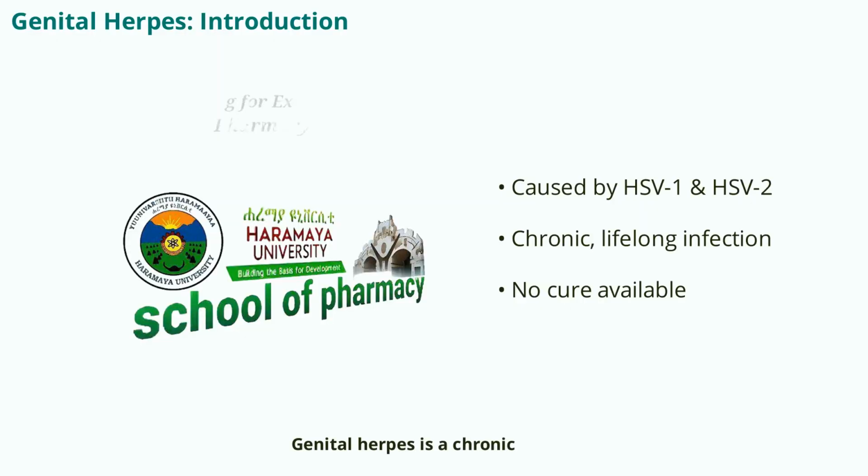Genital herpes is a chronic, lifelong viral infection caused by herpes simplex virus types 1 and 2. HSV1 is most commonly associated with oral infections, while HSV2 is the main cause of genital herpes. Once the virus establishes latency in the body, it cannot be eradicated by the immune system or current therapies. HSV2 is responsible for most recurrent genital herpes cases, and nearly all infections are sexually acquired.